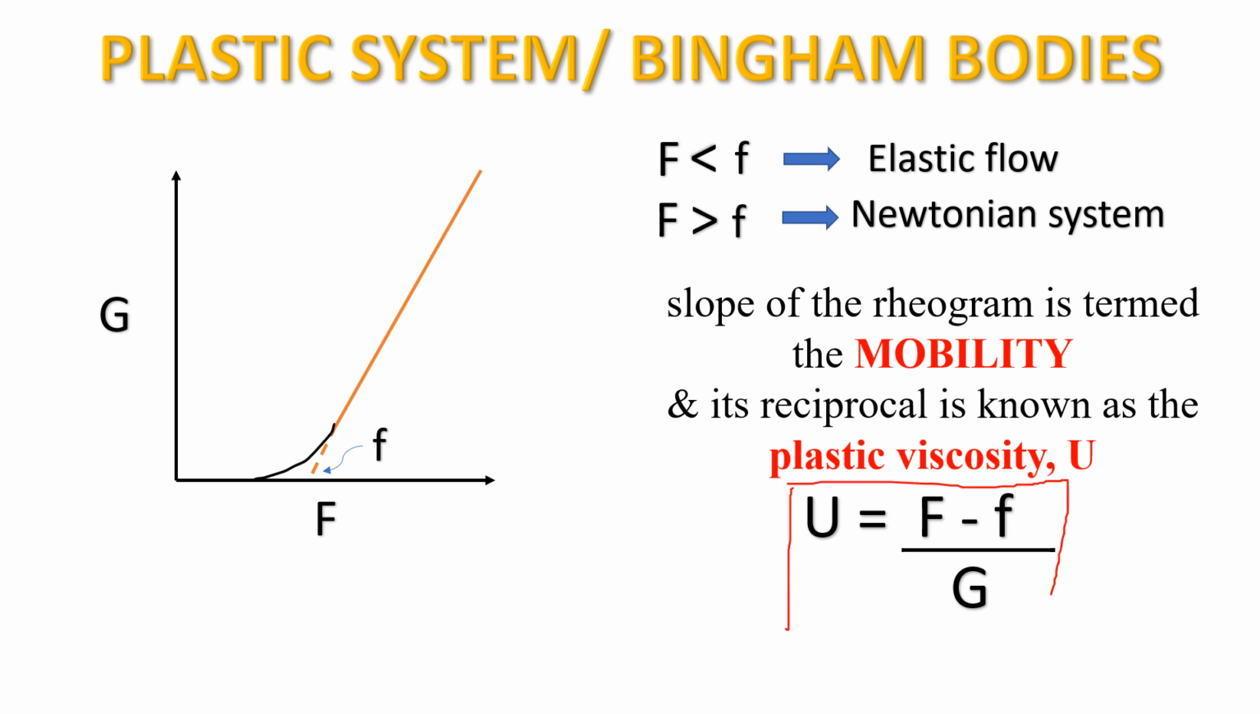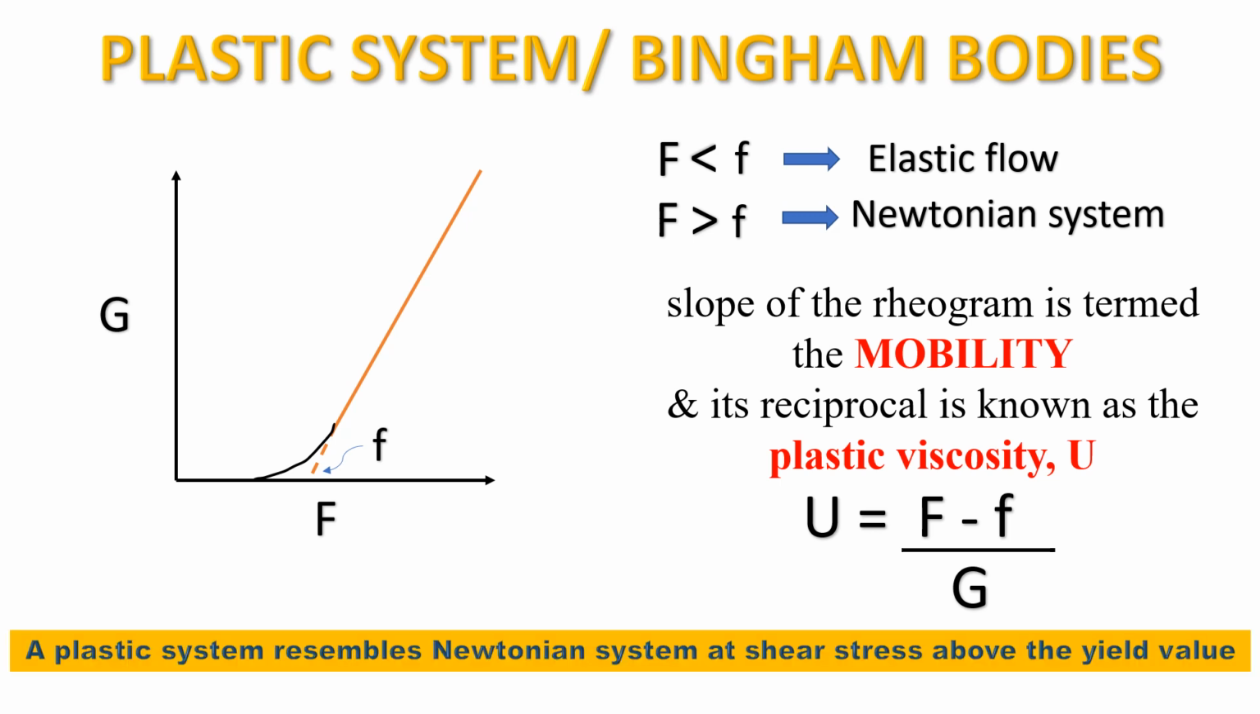So when you calculate the plastic viscosity, what do you get? It is the force, that is shearing stress, upon rate of shear. But this shearing stress is the F minus the yield value. Correct? Because from here what you are getting is not what you want. From here you are getting the Newtonian flow. So it is F minus this F. So we have to subtract this F. Got it? So this is the formula. You have to remember what mobility is and what the formula is. So a plastic system resembles a Newtonian system at shear stress above the yield value. I hope you got this concept.